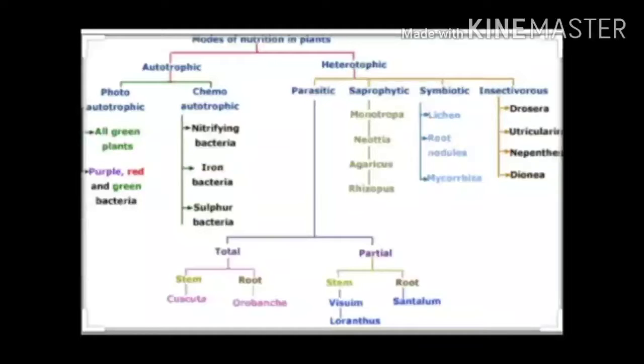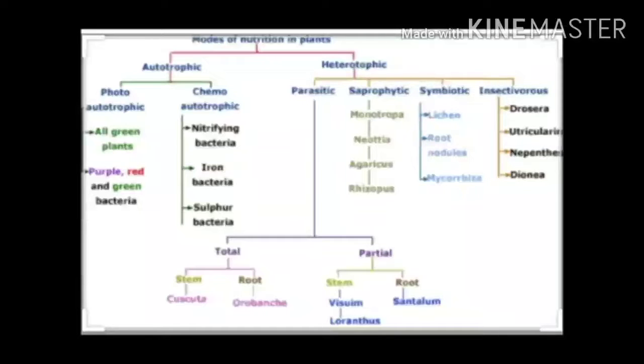Green plants can make their own food from carbon dioxide and water in the presence of chlorophyll, a green pigment present in green leaves, and sunlight. So, green plants are autotrophic. Plants which do not contain chlorophyll depend on other living organisms for their food. Thus, the plants which do not contain chlorophyll are heterotrophs and their mode of nutrition is heterotrophic.